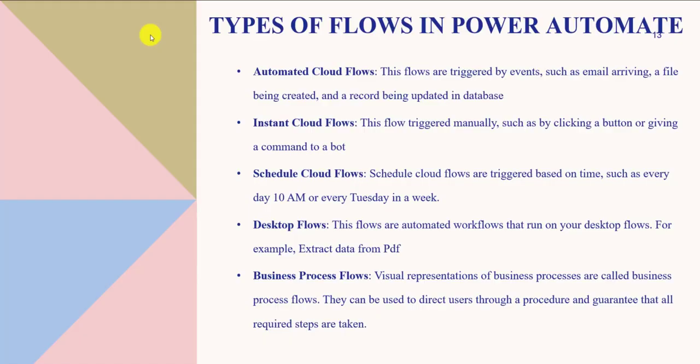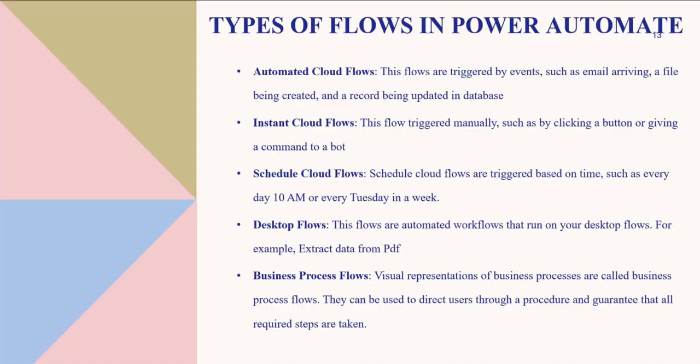In Power Automate, a flow can be used to automate a wide range of tasks, such as sending an email to someone, creating a document, and connecting to other cloud services. In Power Automate, flows are of five types. The first one is the automated cloud flow.